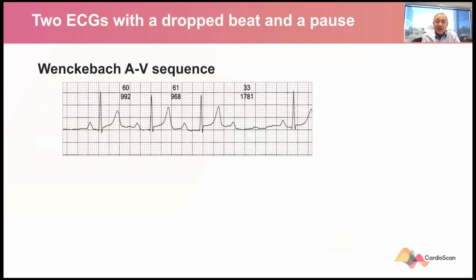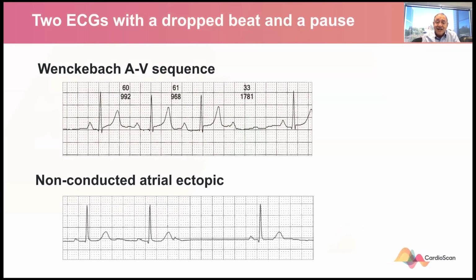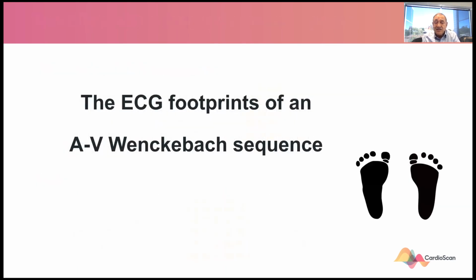Let us now look at a Wenckebach AV sequence and a non-conducted atrial ectopic. In both, you can see that there are dropped P waves and that there are pauses. Then they look very similar. Then how do you tell the difference?